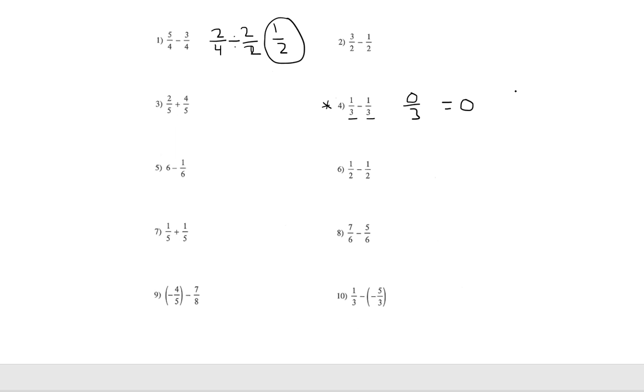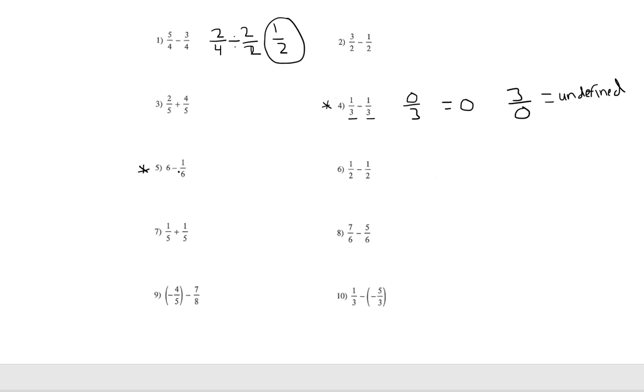Okay? Now, if this were a situation where the 0 were on the bottom of the fraction, we call that undefined. Okay? So just remember that if the 0 is on the top of the fraction, the answer will be 0. If you have a situation where the 0 is on the bottom of the fraction, your answer will be undefined. Okay, let's go ahead and look at number 5.